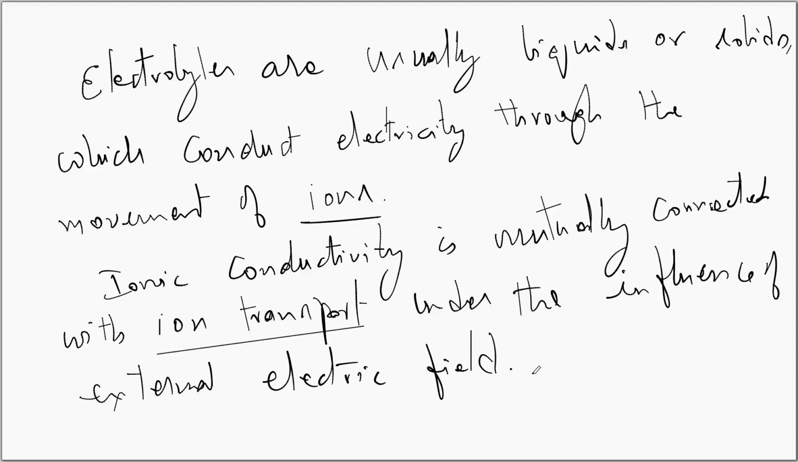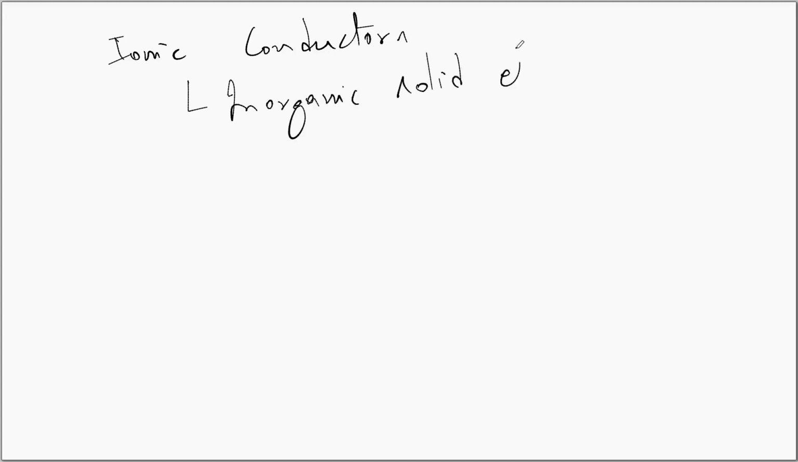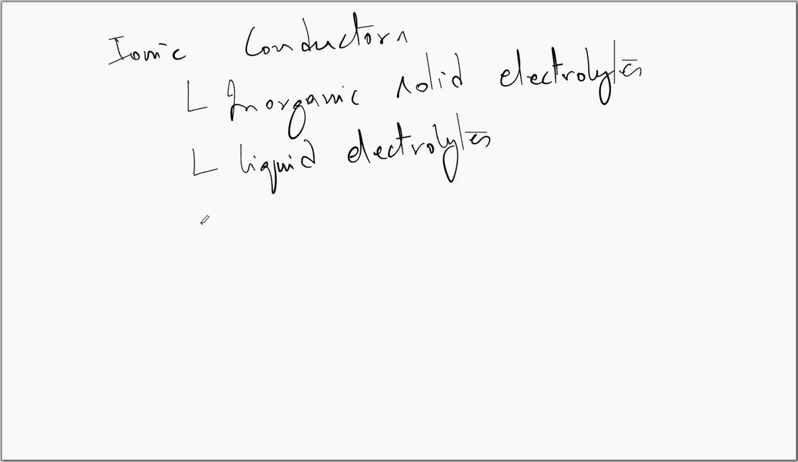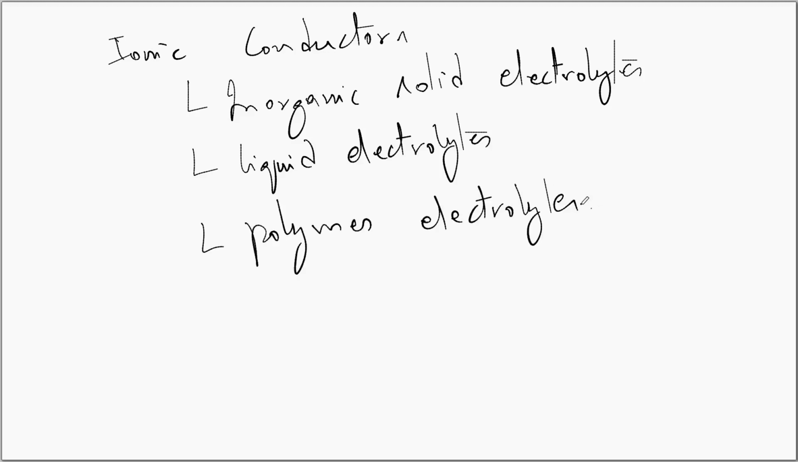There are several properties which are fundamentally different in the case of electronic and ionic conductors. The ionic conductors are largely divided into three categories. The first category is inorganic solid electrolytes. The second one is liquid electrolytes, and the third one is polymer electrolytes. The mechanism of conductivity and the area of applications of these materials are drastically different.